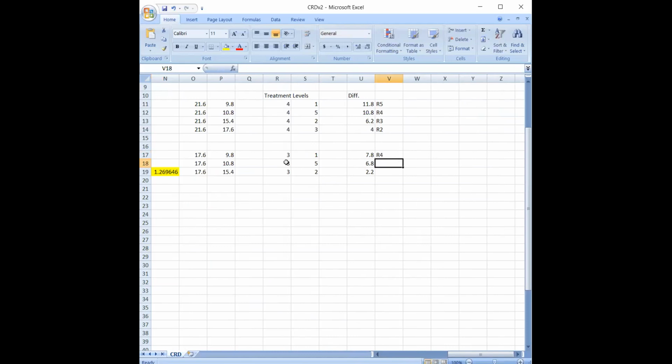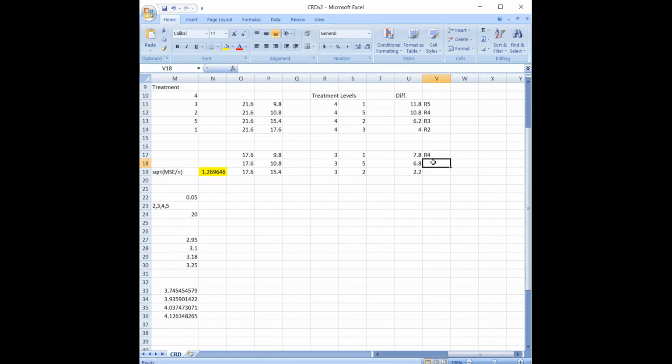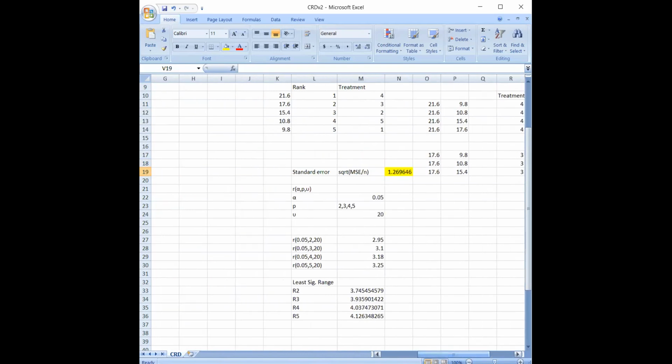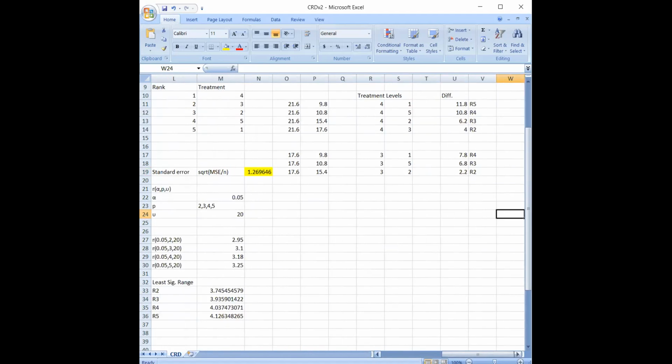Likewise, if you compare treatment 3 and 5, treatment 3 is here, treatment 5 is here. In between, you have only one mean, that is gap is 1, so p is equal to 3. So you have to consider R3 here. And then 17.6 with 15.4: they are consecutive mean values, so the gap is 0, p is equal to 2. So this is equal to R2. Now you can check these values with the R values.